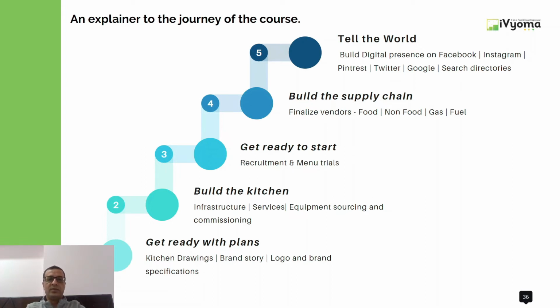The next step that you go to is to build your supply chain, which means you would need groceries, dairy, meat, all these supplies to your kitchen, and you need to finalize or find local vendors there in the areas that you're operating and sign up contracts with them, and even for things like gas and fuel.